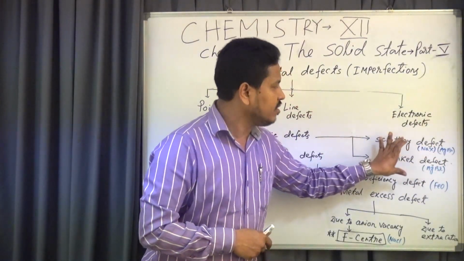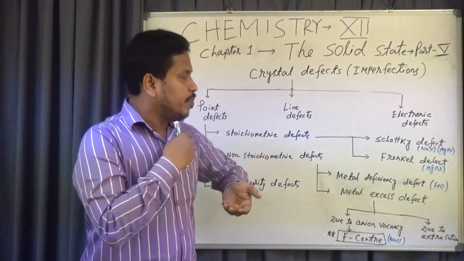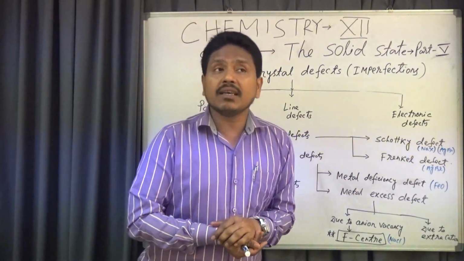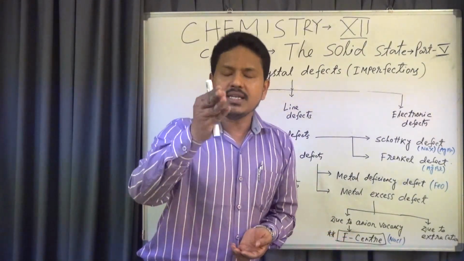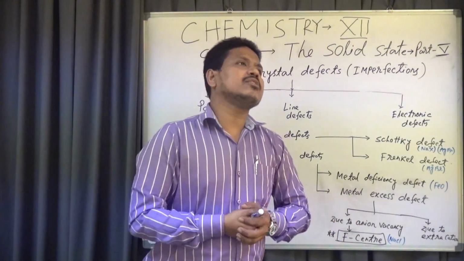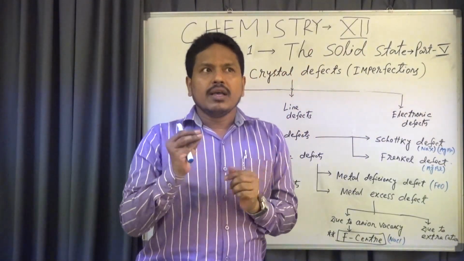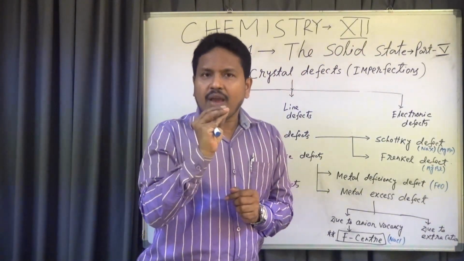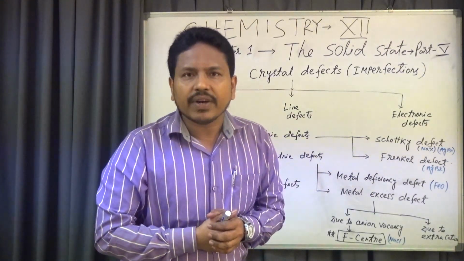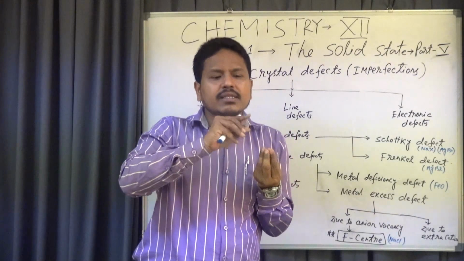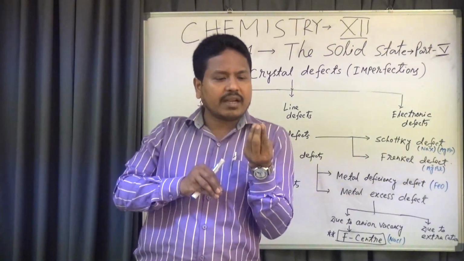In ionic solids, the displacement of ions from their original lattice sites may result in a vacancy defect or an interstitial defect. What is vacancy? Vacancy means, let an anion leave its original lattice site. So the original site of the anion will be vacant. That is the vacancy defect. Let a cation leave its original lattice site and enter the interstitial site. So the site of the cation will remain vacant.